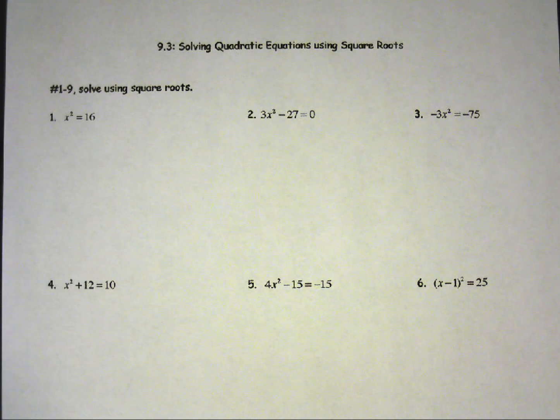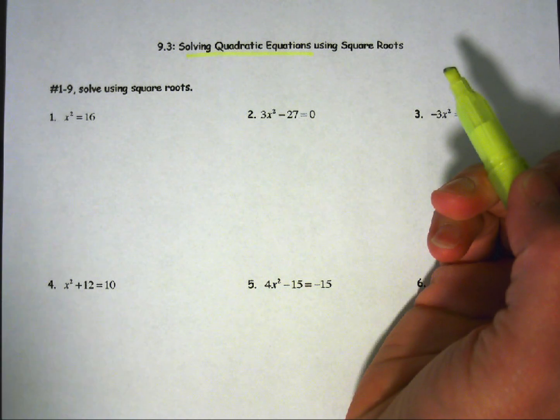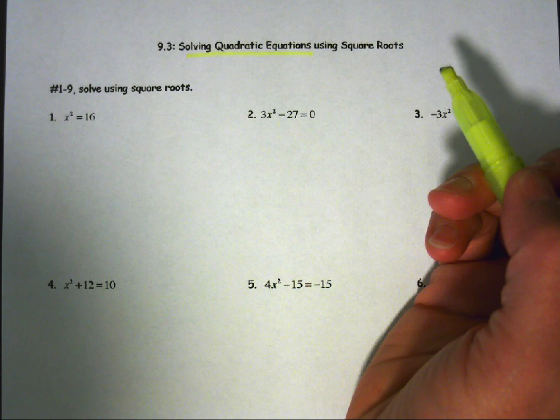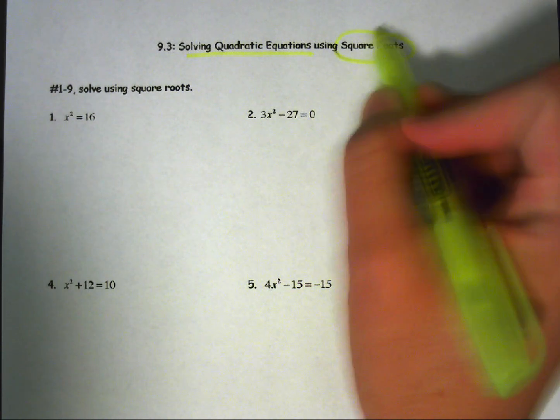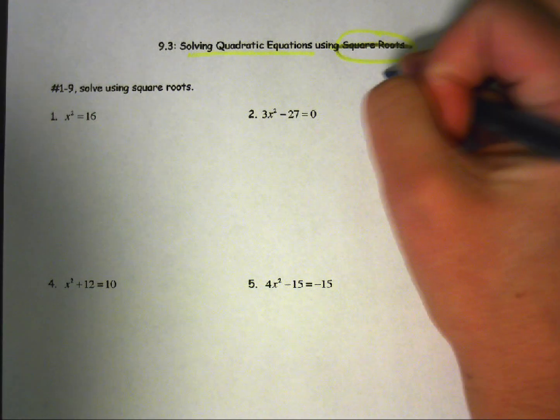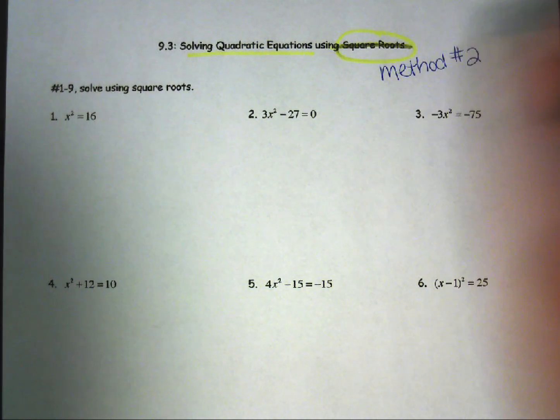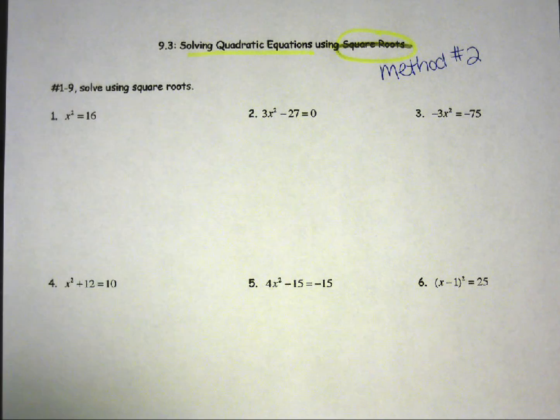Class. Today we're going to be looking at 9.3, which is also solving quadratic equations. So it's the same topic that we started yesterday, only this time we're going to be using the method of square roots. Sorry, I almost put a line through it. We're going to be using the method of square roots. So I call this method 2. This is just another method, kind of like the one that you did yesterday, which was graphing.